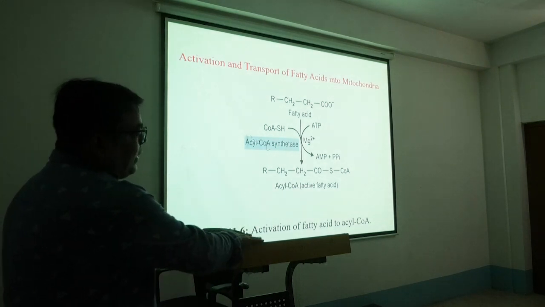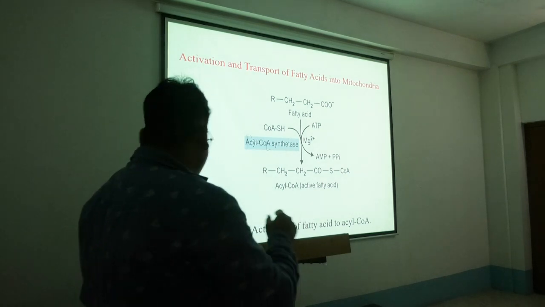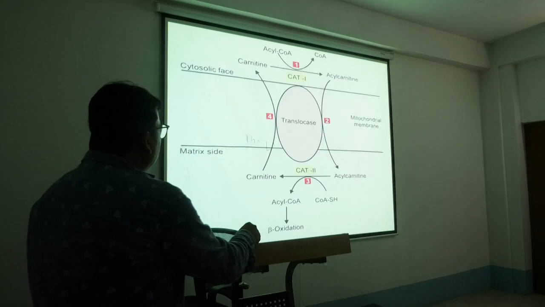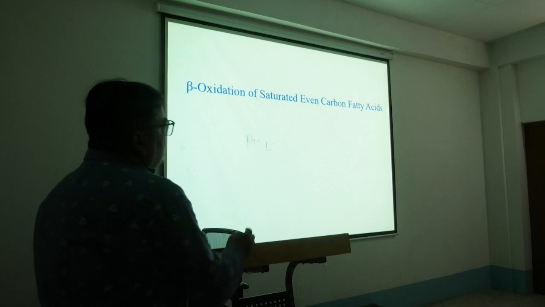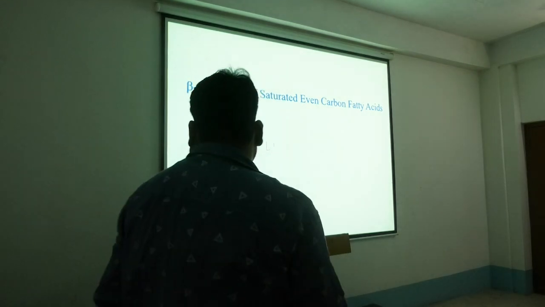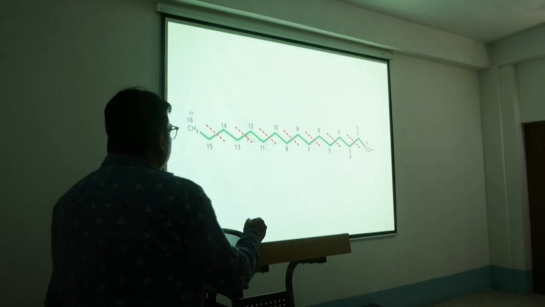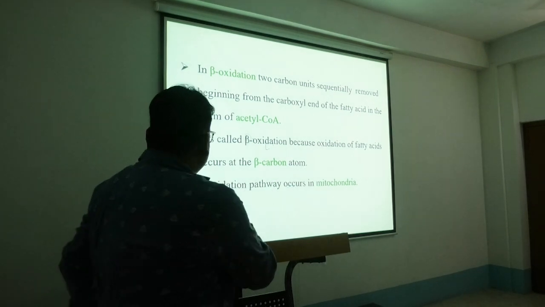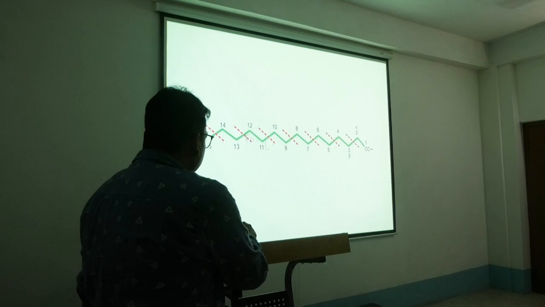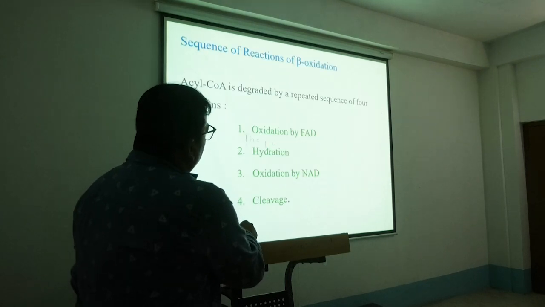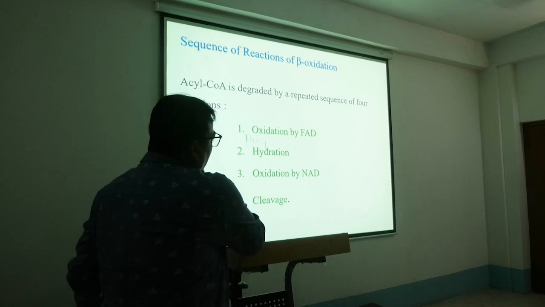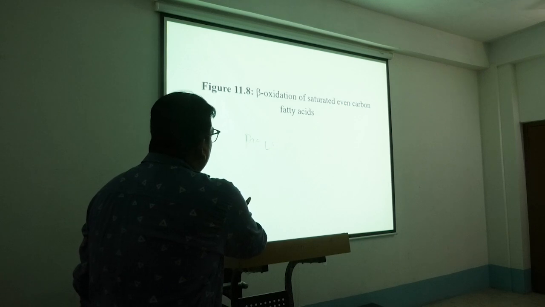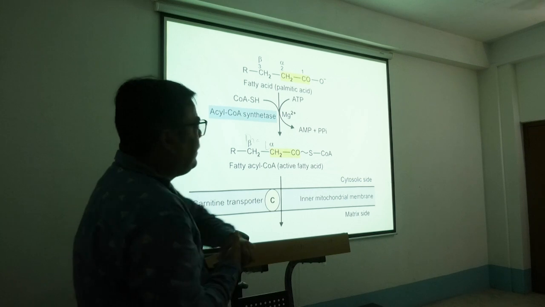Now this is the step, activation of fatty acid to acyl CoA. First step of beta oxidation of fatty acid. Beta oxidation of saturated carbon fatty acid molecules. We can convert it through this reaction sequence: oxidation, hydration, oxidation and cleavage. Such reactions occur. But now we see the main thing, palmitic acid.